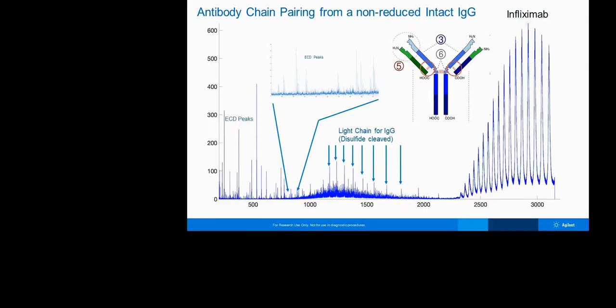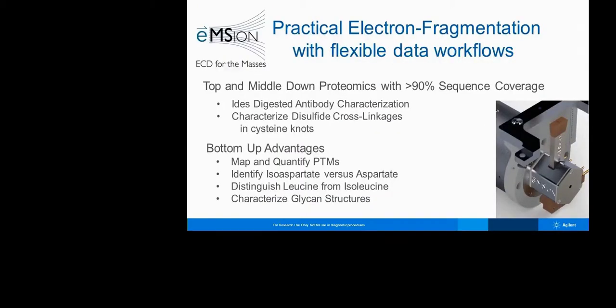So in summary, we have a very practical method of doing electron fragmentation, and now we've developed a very flexible set of workflows to analyze the data that's coming. We get exceptional coverage with middle down and top down proteomics. We're able to characterize disulfide bonds, and ECD is ideal for locating post-translational modifications, and the ability to do it middle down means you can get a lot more information about the co-location of phosphorylation events and other post-translational modifications.